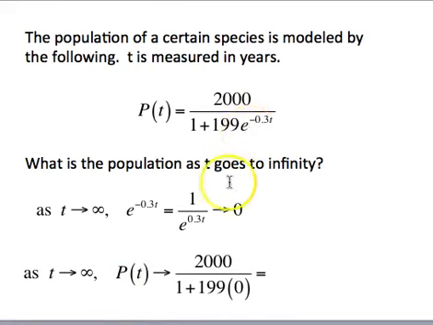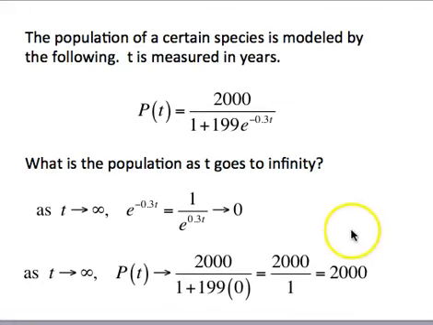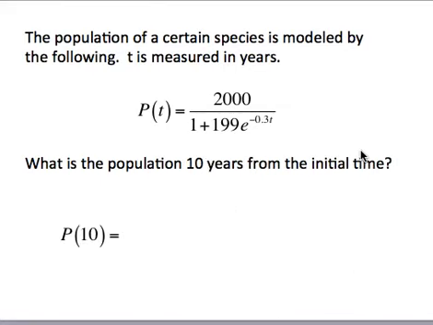We know this piece goes to 0. So it'll be 2,000 over 1 plus 199 times 0. Well, that of course just gives me 0. I'll have 2,000 over 1, which is 2,000. So we're starting out with only 10 members of this species, 10 individuals at time 0. But as it goes to infinity, the number of individuals should get closer and closer to 2,000. 2,000 will be the long-term number of elements in this population.